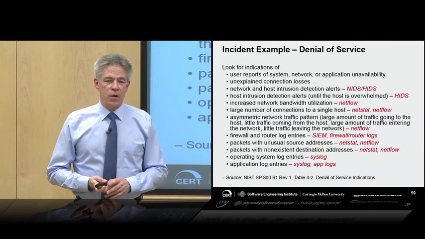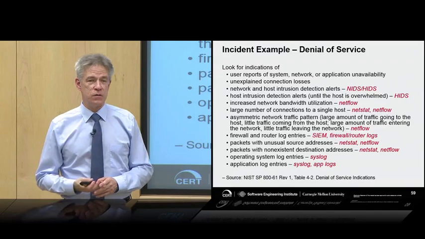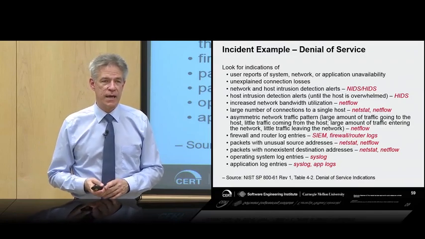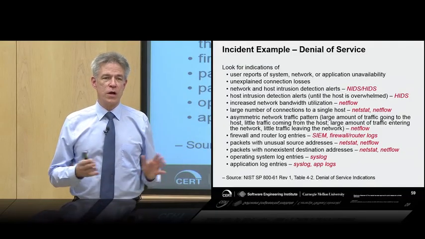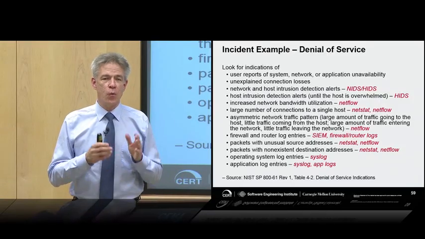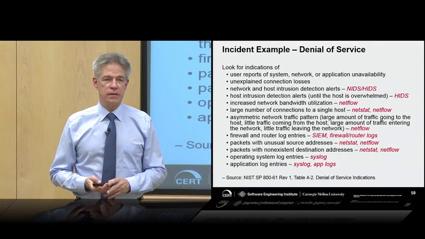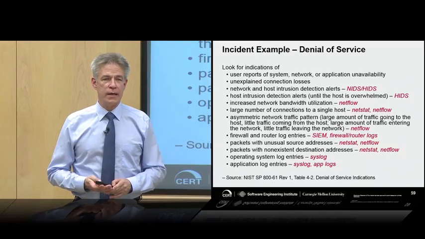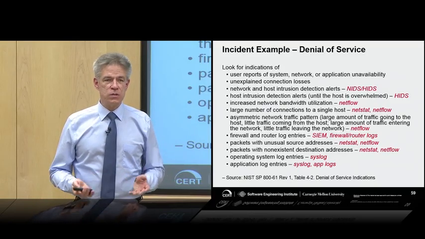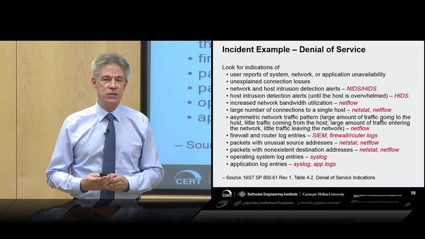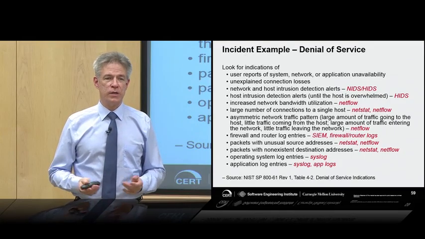You might see that one of your hosts has been involved as the source of a denial of service attack against someone else, or perhaps one of many in a distributed denial of service attack. So seeing asymmetric traffic patterns between hosts, where there's a large amount of traffic coming from one particular host to another, could also be an indication of a denial of service attack involving one of your internal systems. Firewall and router log entries can show some of these signs. Packets that have unusual or spoofed source addresses, or that go to destination addresses that don't exist or are spoofed, can also be identified by looking at NetFlows.